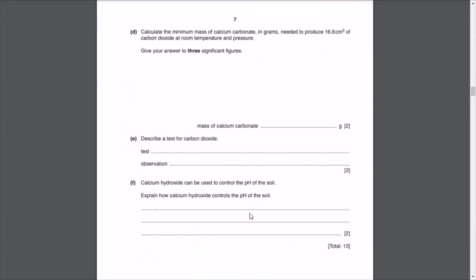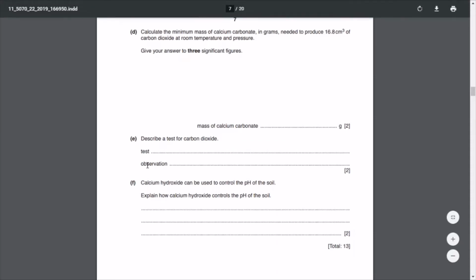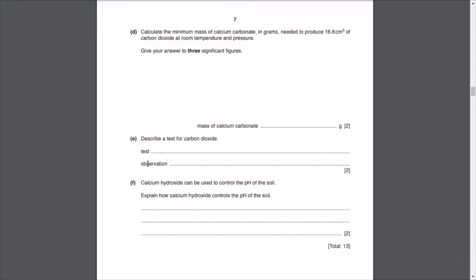Part E, describe a test for carbon dioxide. Here we are talking about test and observation. Make sure that for the test you only write what we're supposed to use or what we're supposed to do, and an observation is what the result is. So the test is to bring carbon dioxide gas close to limewater, or you can write use limewater test, and the observation will be that it will turn milky.